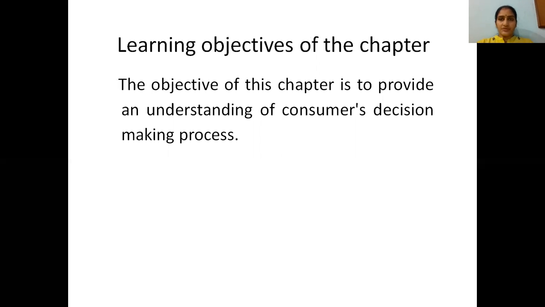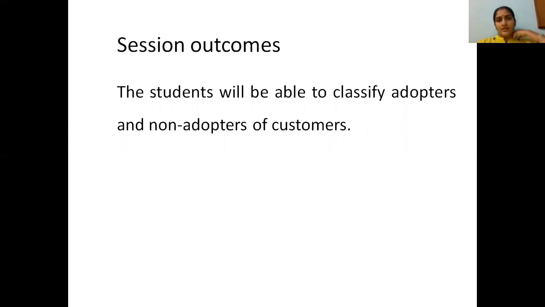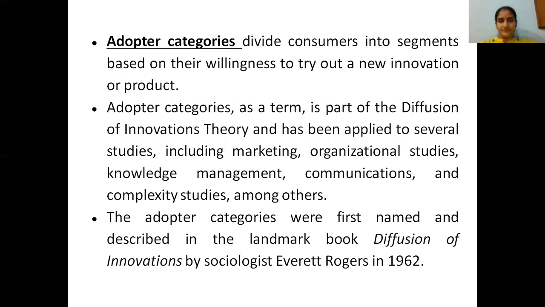Now, the learning objective of this chapter is to provide an understanding of the consumers' decision-making process. This is very important for any consumer, how they take any decision, and on what basis they take it. This would be understood by this chapter. Now, the session outcome: the students will be able to classify adopters and non-adopters of customers. Whom we call adopters, whom we call non-adopters, this in detail we will be seeing in this session.